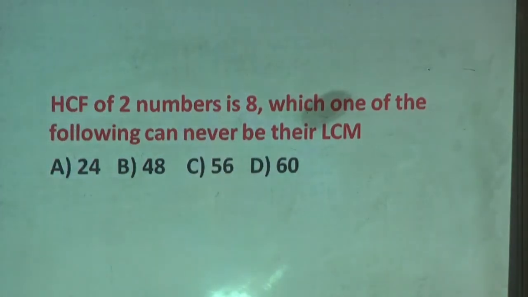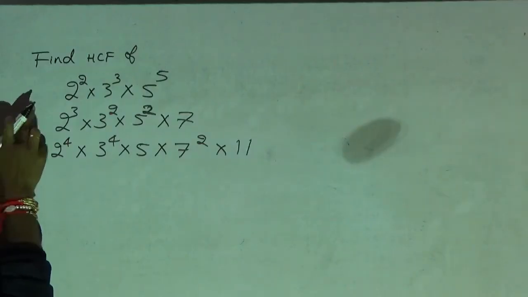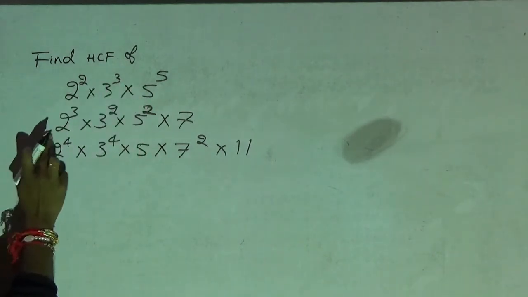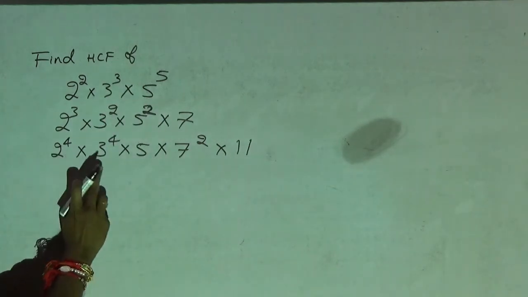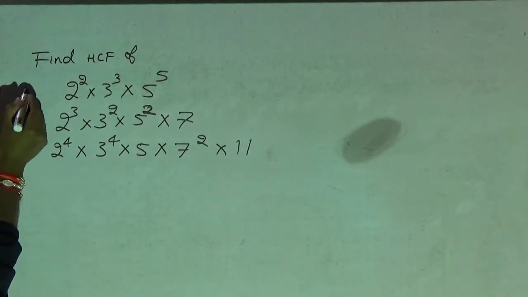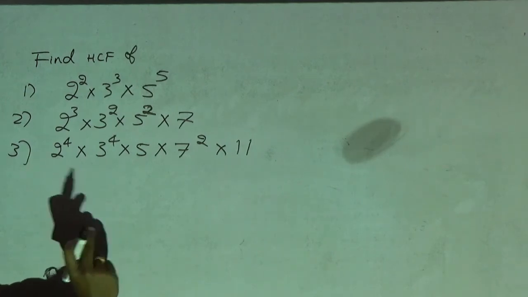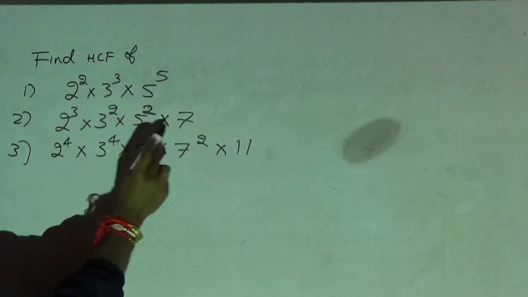Okay. Next question is, I need to find out the HCF of 2 square into 3 cube into 5 power 5. Then the second number 2 cube into 3 square into 5 square into 7. Third number 2 power 4, 3 power 4, 5 into 7 square into 11. They have given 3 numbers, and for these I need to find the HCF. See, here they have expressed the 3 numbers in terms of prime factors, right? Here 2, 3, 5 are all prime factors.